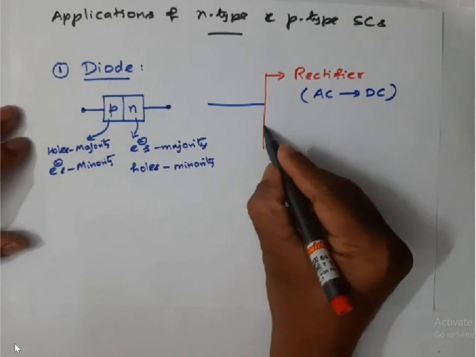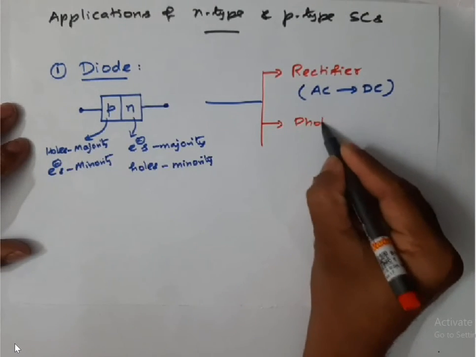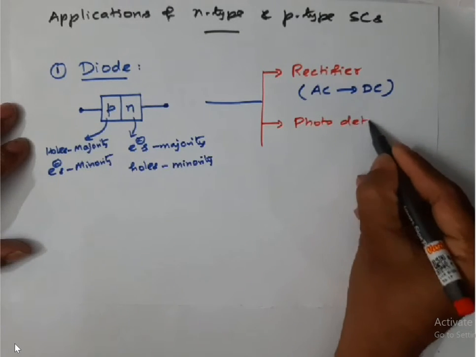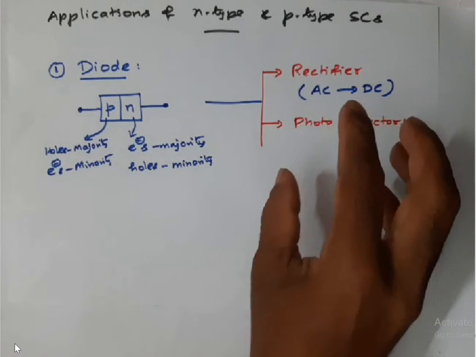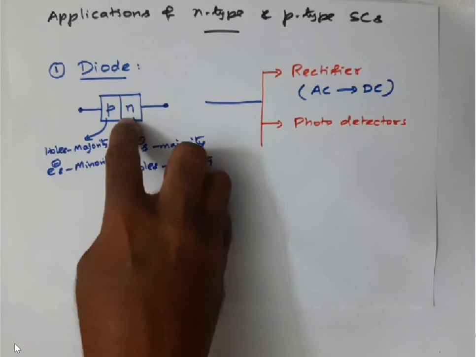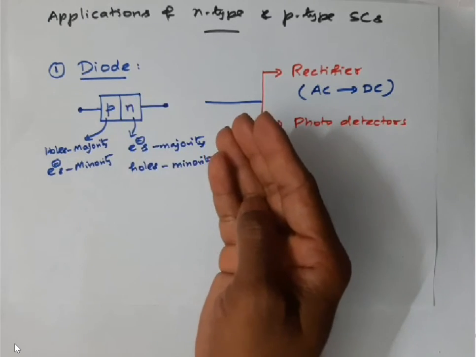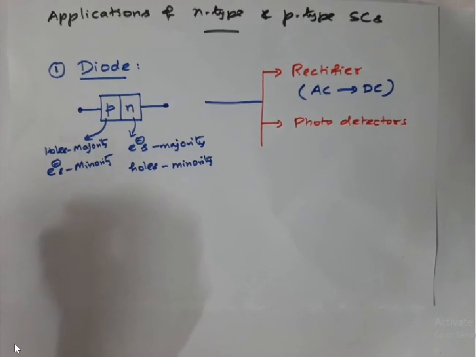Number 2, diodes are used as photodetectors. If you shine light, the junction diode will convert that light energy into an electrical signal, and that electrical signal is measured. Based on that, you can identify what type of radiation falls on the material, and you can find the energy of the radiation.